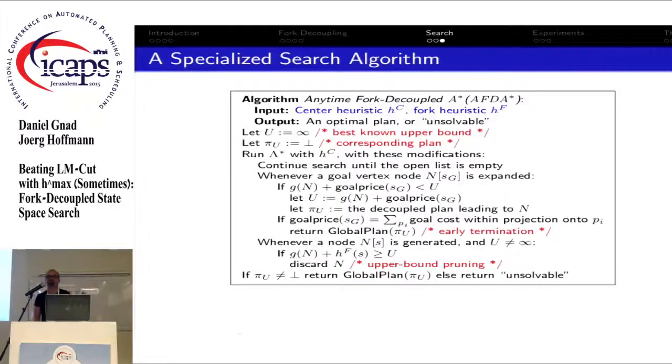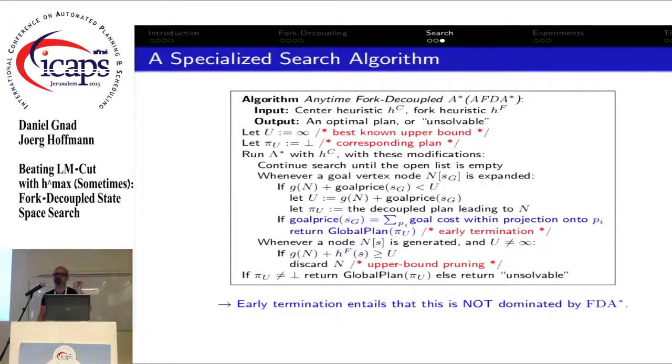Here's a specialized search algorithm. Please don't read the code, just look at the blue stuff. It's using two heuristics, both kinds of heuristics. It runs A star in the center, which means it prefers shorter paths for the center. Because of that, to find a global optimum, you have to continue until the open list is empty. However, I can use the fork heuristic to prune that search space relative to the best upper bound I've found already. And the only reason this is interesting is that there's an early termination.